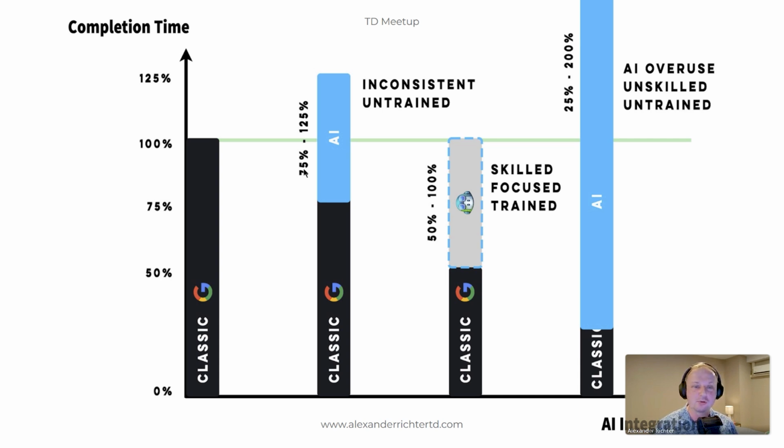So it can also mean we save time, like instead of 100% of the original time, 75%. Or it can mean we have 125%. It actually can take us longer with AI than without. Then there is this extreme. What happens if a producer or supervisor or lead suddenly decides, you know what?